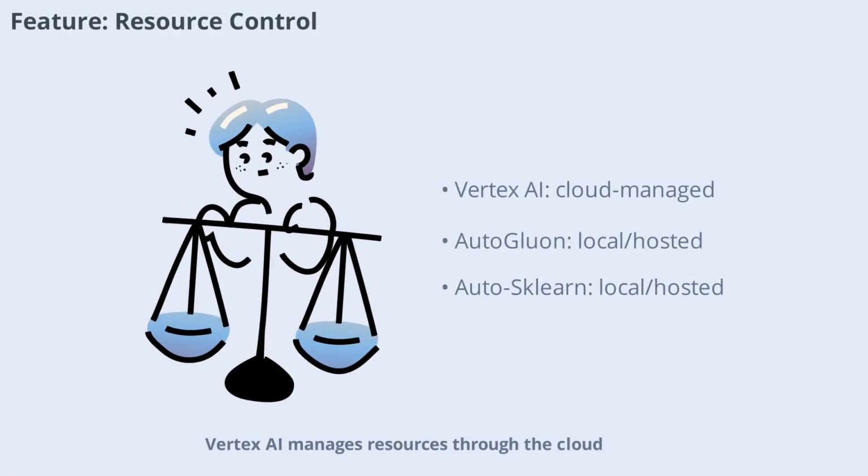Resource control is another important factor. Vertex AI manages resources through the cloud, so you don't have to worry about hardware limits. AutoGluon and Auto-sklearn depend on your local or hosted Python environment, which means you need to be aware of your machine's capabilities. If you want a hands-off experience, Vertex AI is ideal. For more control and flexibility, the Python libraries are a better fit.